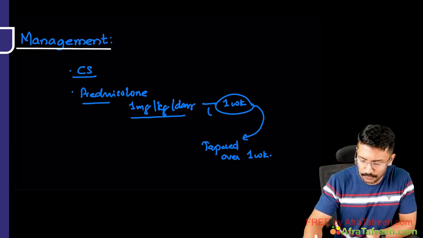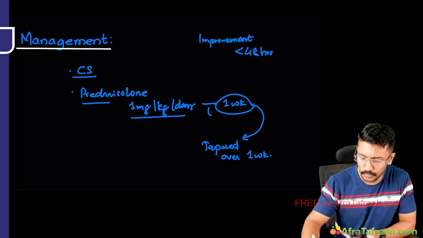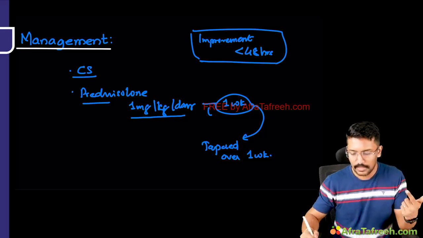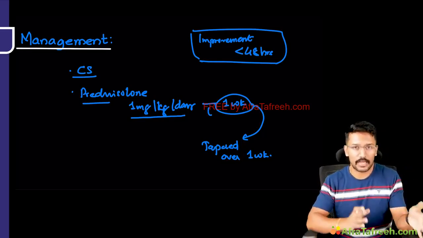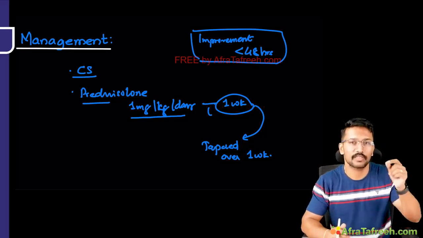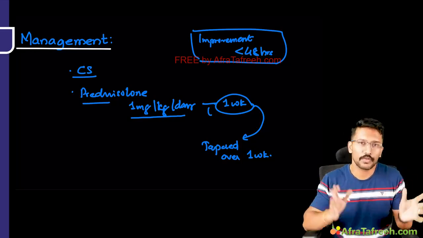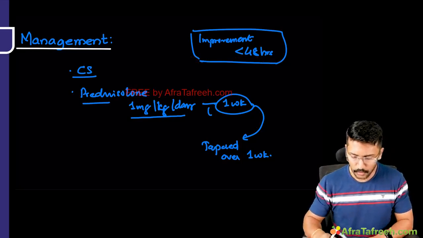And as I've already told you, improvement is expected within 48 hours. I don't mean complete resolution, but significant clinical improvement in the form of reduction in the inflammatory markers like CRP and even the IgE levels, improvement in the clinical parameters, reduction in the eosinophil count, and over time, you will also start noticing radiological improvement. Okay, so this is a summary of acute eosinophilic pneumonia.